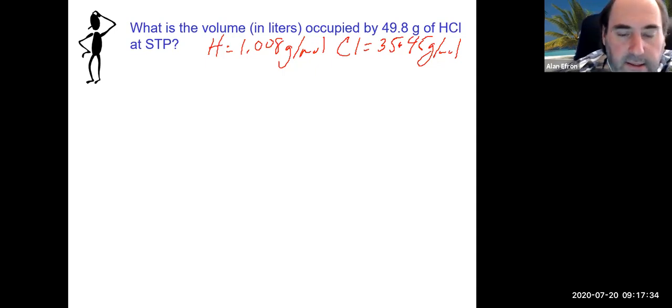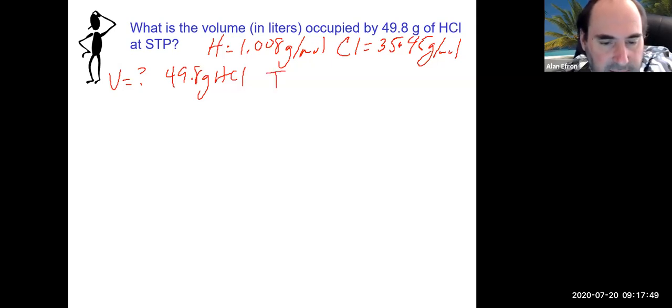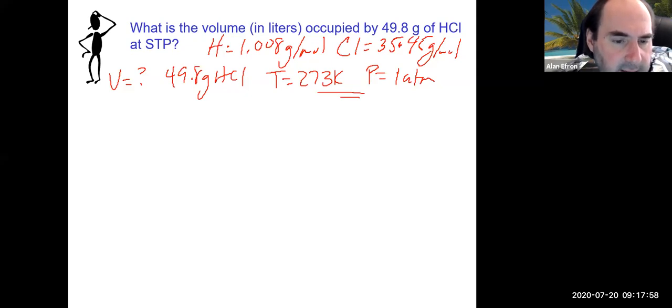Okay, so let's take a look at this one. So we're looking for the volume. So obviously we are looking for volume. 49.8 grams of HCl at STP. So remember that when it says STP, that means that the temperature is actually 273 Kelvin. Pressure is one atmosphere. That's basically what STP stands for. We don't have moles, but we do have grams, so we really can get to moles from that.